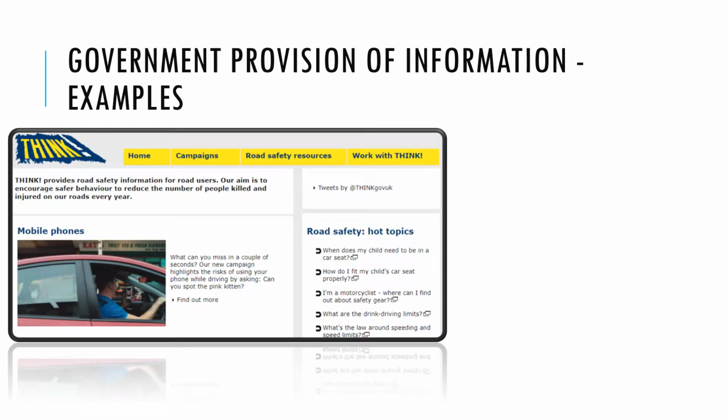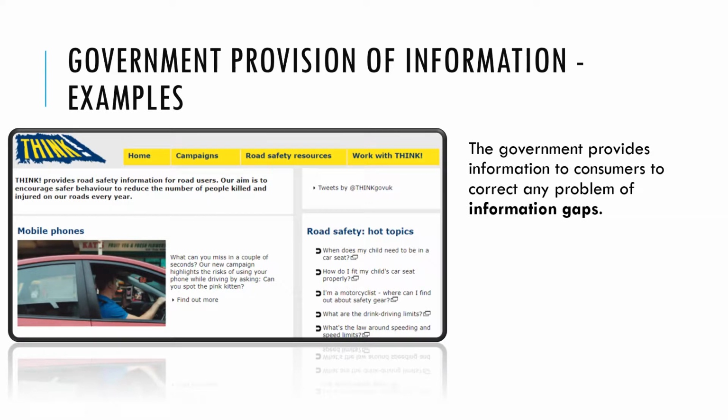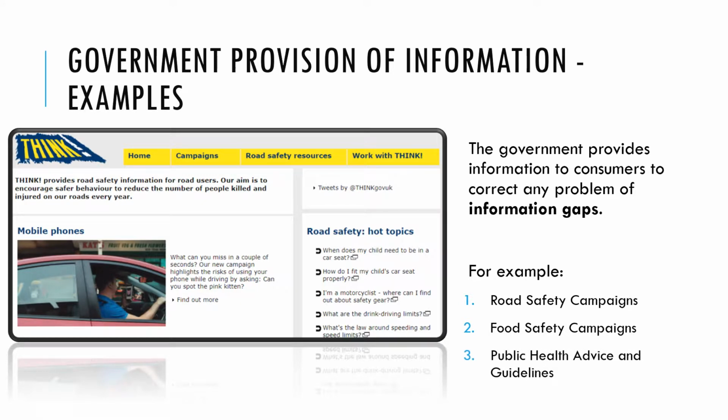We've seen previously that market failure can arise because of asymmetric or imperfect information, when one side of a transaction knows more than another. Governments can often try and balance this up. They can try and provide information to the public or to an industry so that they know as much as each other and we can have a more effective market transaction. If the government provides information to consumers, they might do so to try and correct the problem of information gaps. Examples would include road safety campaigns, food safety campaigns, and public health advice and guidelines.